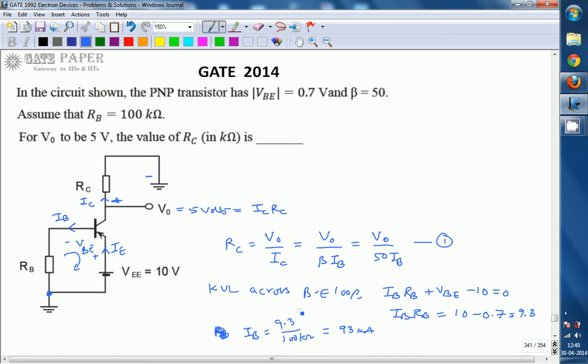Substitute this IB value in equation 1, so that RC is equal to V0 divided by 50 IB. V0 is 5, divided by 50 into 93 into 10 power minus 6, so it will be equal to 1.07 kilo ohms. The value of RC is equal to 1.07 kilo ohms. So the right option for this question is 1.07 kilo ohms. Thank you.